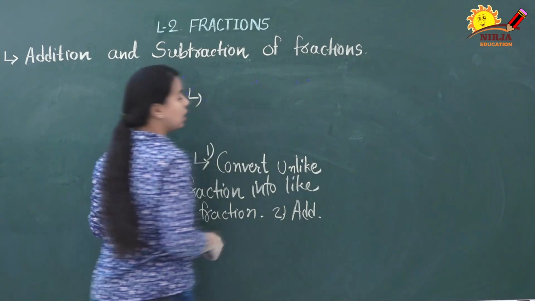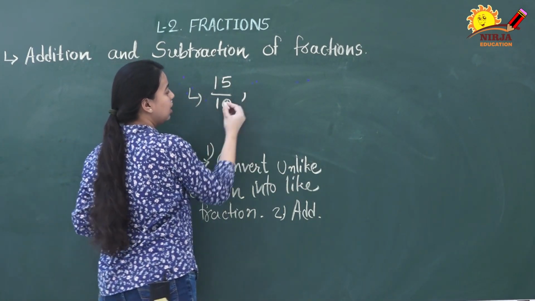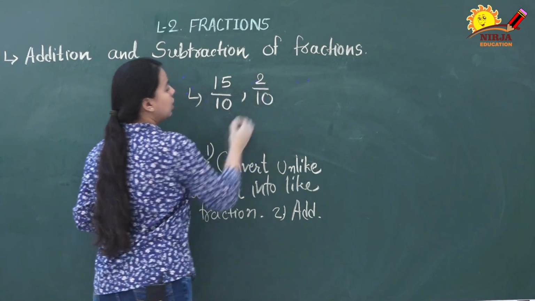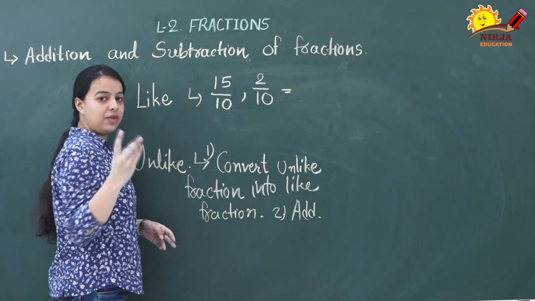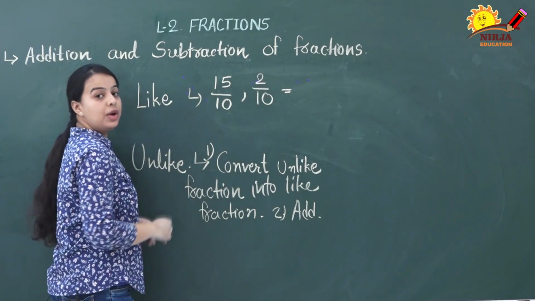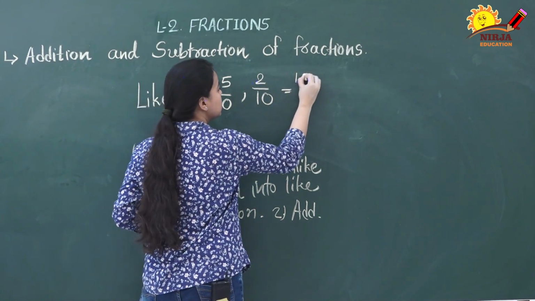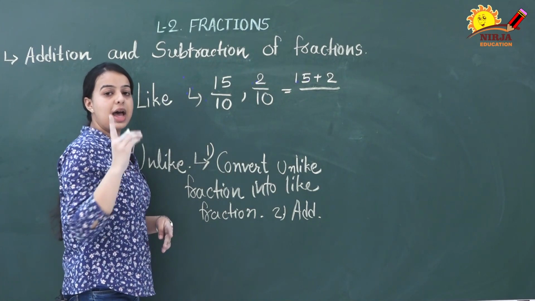Here I am going to take two like fractions. One is 15 upon 10, another one is 2 upon 10. Now let's first add these two. If you want to add two like fractions, what you need to do is add the numerators of the fractions first, which is 15 plus 2, and the denominator you have to write as it is.